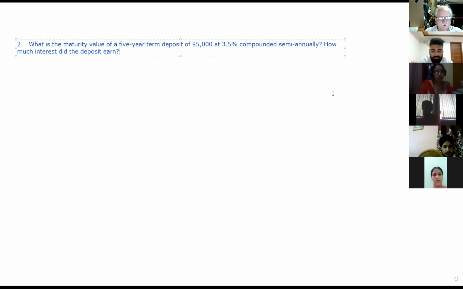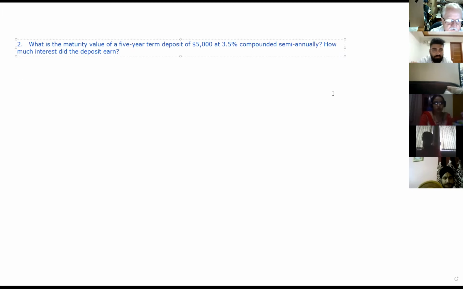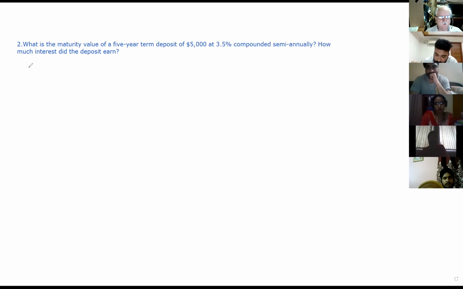So what is the maturity value, which is the future value, of a 5-year term deposit of $5,000 at 3.5% compounded semi-annually? How much interest did the deposit earn? So let's consider the things we need to know. The nominal rate of interest is always given to us. So what they're referring to as J is 3.5%.